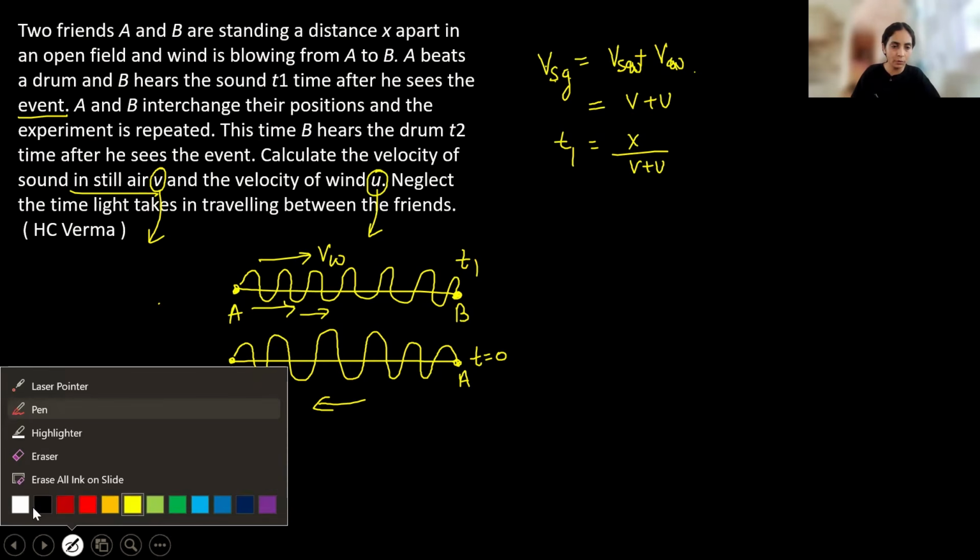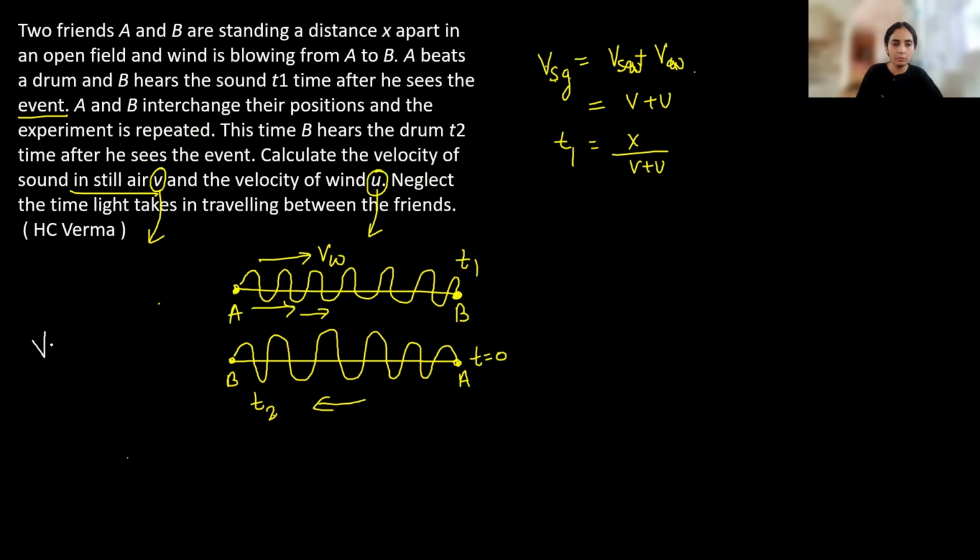Now let us talk about the second scenario. In the second scenario, if you go on to write velocity of sound with respect to ground, that will be equal to how much? Velocity of sound with respect to air, that is V, and that is in this direction, right? And velocity of wind is in this direction. So this is going to be VSW vectorially plus VW. You have to add these two. And if you add them, you will get V minus U because they are oppositely directed. So simply we will be adding them and one is in the opposite direction, so the minus sign will come. Now T2 will be equal to how much? X by V minus U.